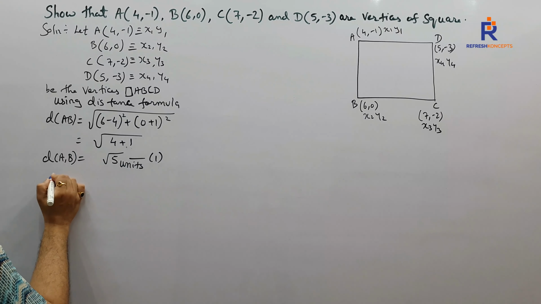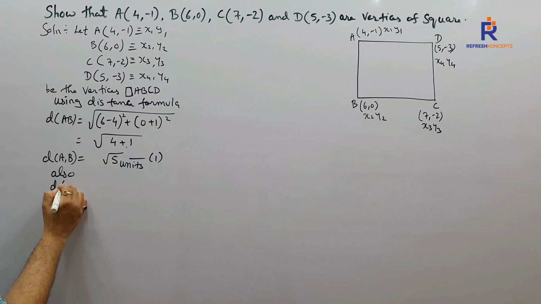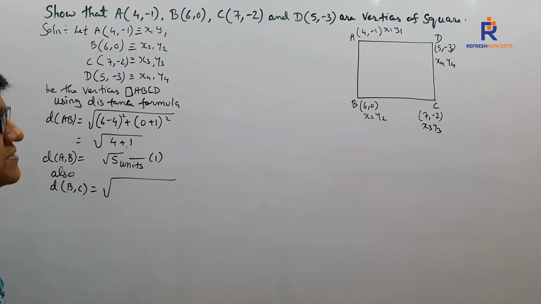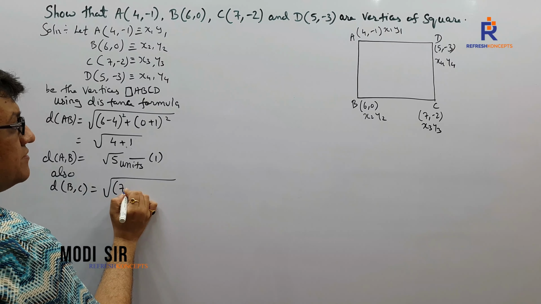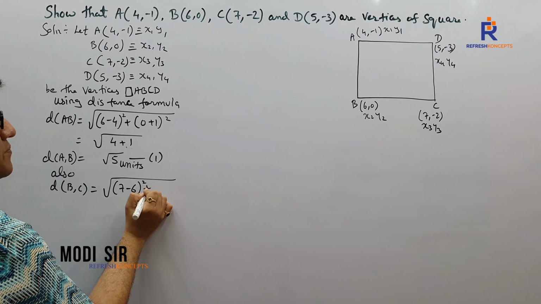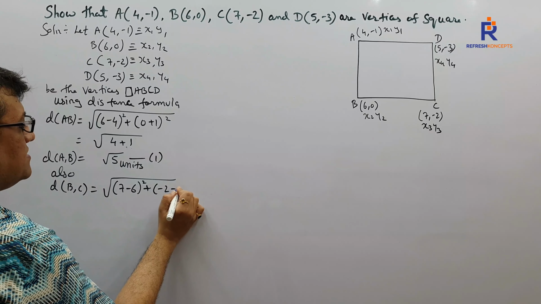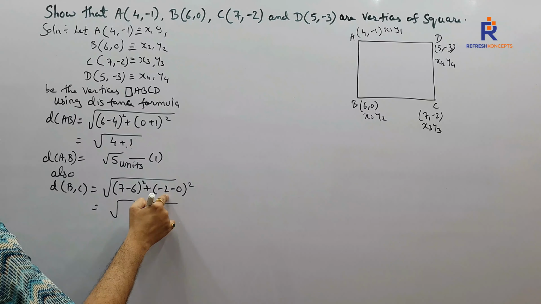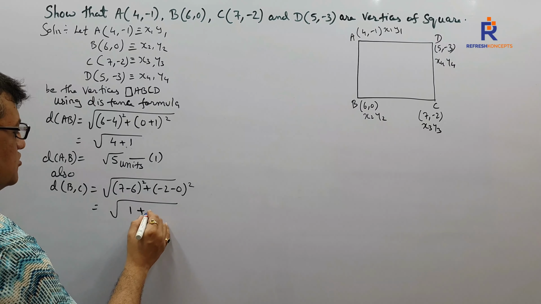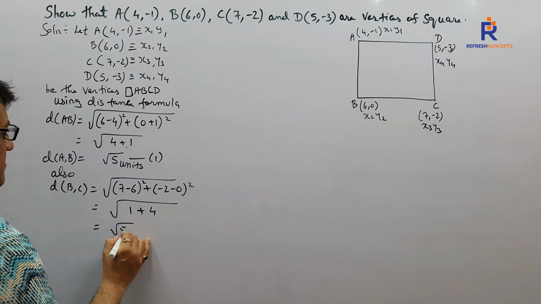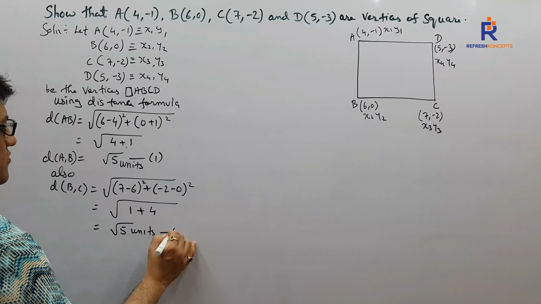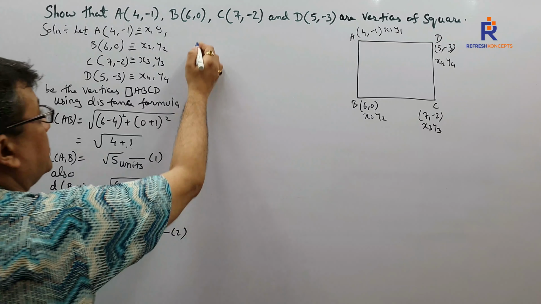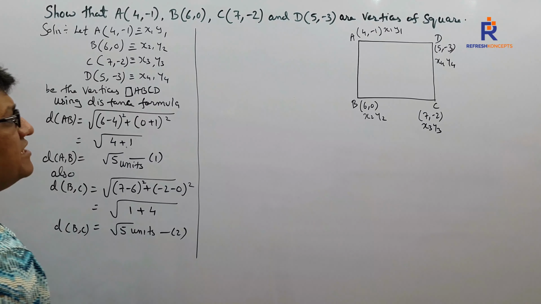On the same lines, we go with distance BC. Direct answer: what is that going to be? 7 minus 6 the whole square plus minus 2 minus 0 the whole square. 7 minus 6 is 1, 1 square is 1. Minus 2 minus 0 is minus 2, square is 4. Root 5 units. Equation number 2. That's distance BC. What next, children? Absolutely on the same line.